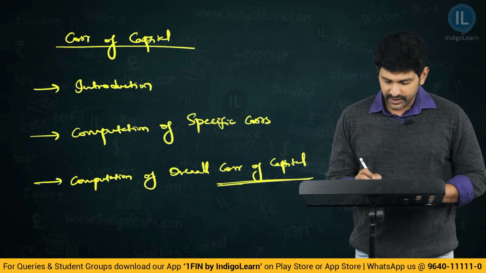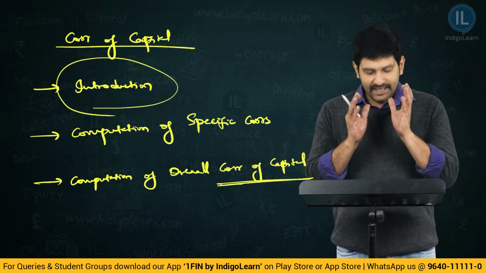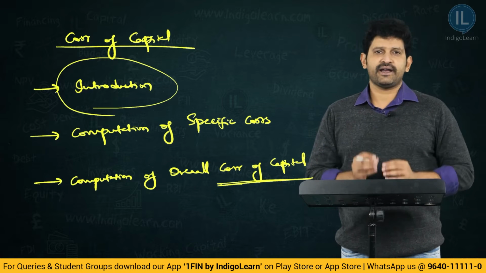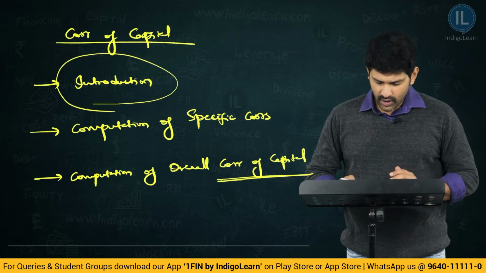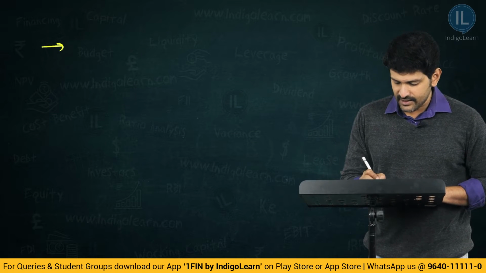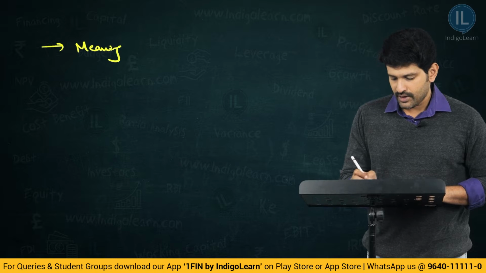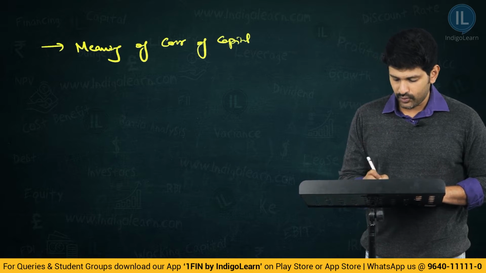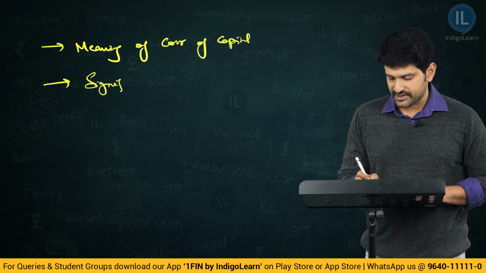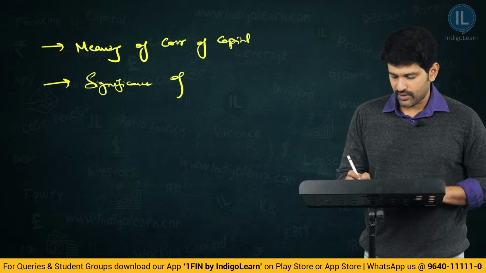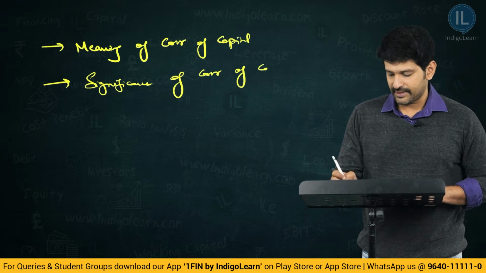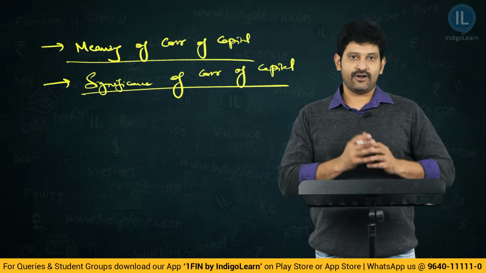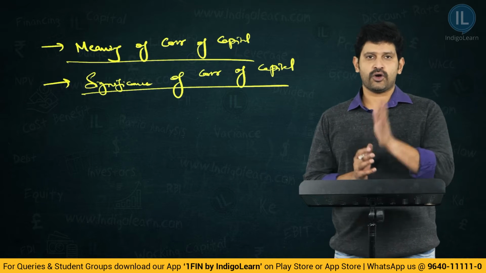Now, talking about the introduction part. Initially, before we go into the concepts of specific cost and overall cost, we have to understand a few things here. First of all, what is the meaning of cost of capital? And 2, what is the significance of cost of capital? Now, these are the two things which we are supposed to understand before we jump into the main area of computation of specific cost and then overall cost of capital.